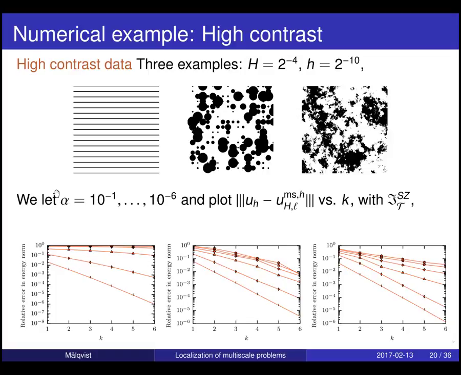Okay, so in all 3 examples, you see that these lines are for 0.1, this is 1 divided by 100, and so on. It gets worse and worse as alpha gets smaller, and the worst one is this one with these clear channels. But also the other 2 suffer quite a lot from high contrast. So it's clearly a problem. It's quite easy to cook up things where it doesn't work, even though it looked pretty nice on the 2D SB data I showed you before. You can cook up things where it's not very nice, as you see here.